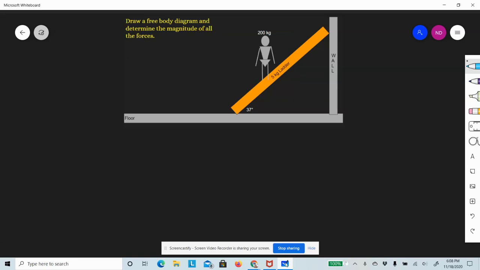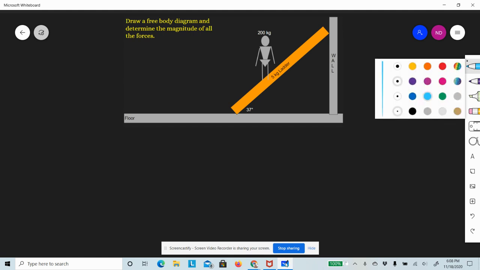All right, a final torque question, a pretty common one, the ladder problems. First thing we have to do is draw a free body diagram. So we'll do that here, labeling all of the forces.